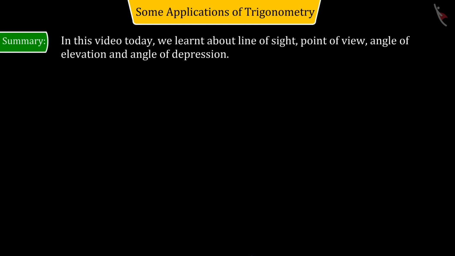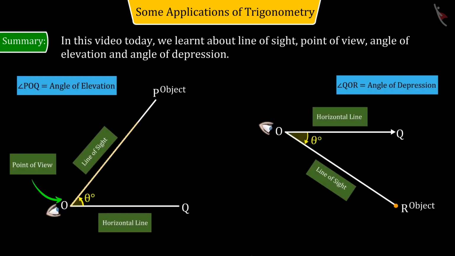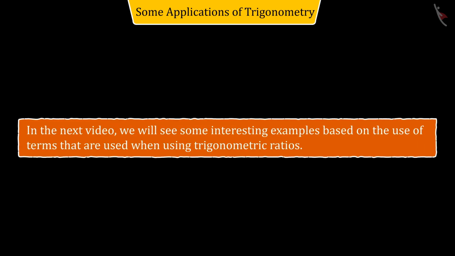In this video today, we learnt about line of sight, point of view, angle of elevation and angle of depression. In the next video, we will see some interesting examples based on the use of terms that are used when using trigonometric ratios.